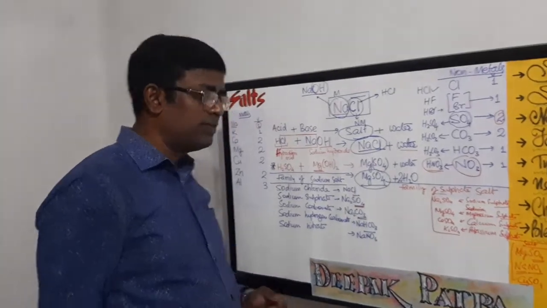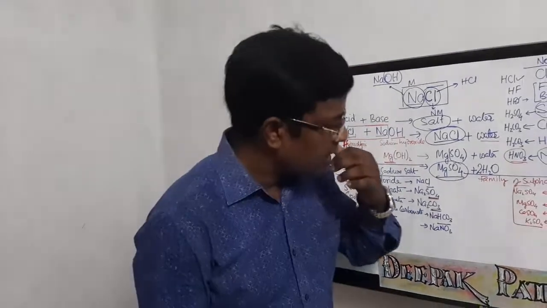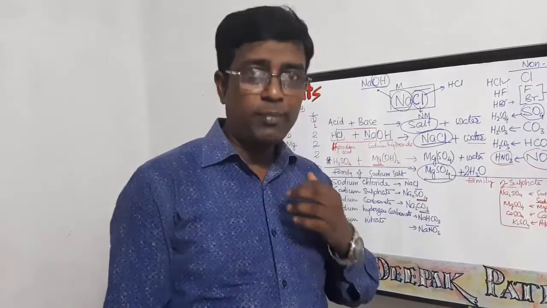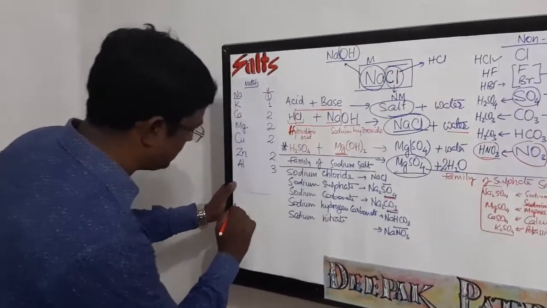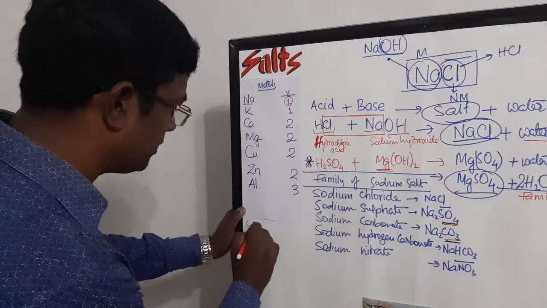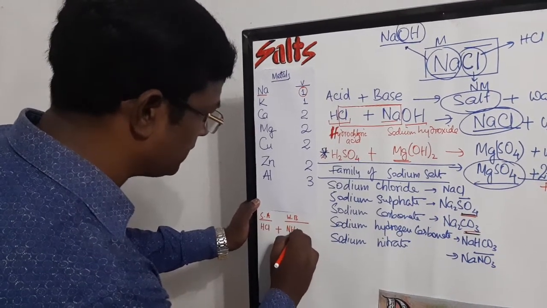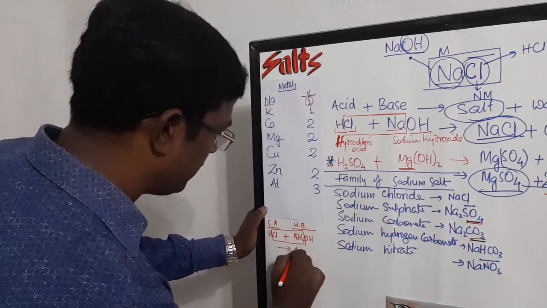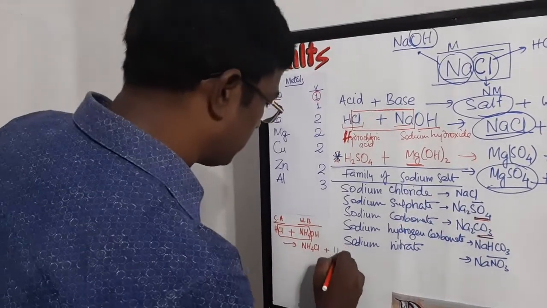Next is types of salt. There are 3 types of salt: acidic salt, basic salt, and neutral salt. Acidic salt is formed from a strong acid and weak base. For example, strong acid, you can take HCl, and weak base, ammonium hydroxide. When you combine them, NH4Cl, they will give you an acidic salt, ammonium chloride plus H2O.